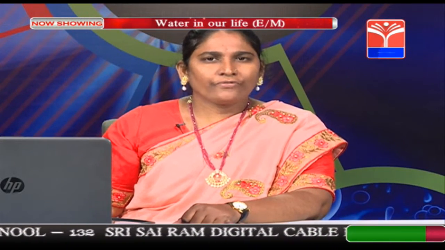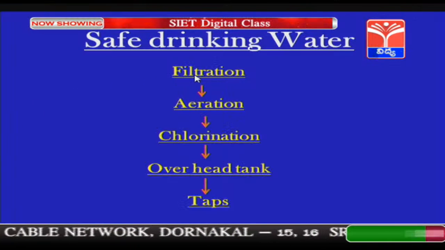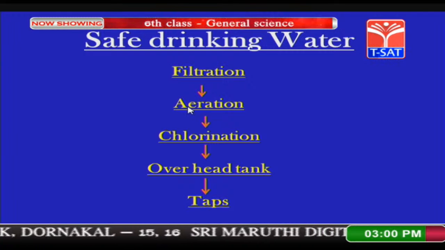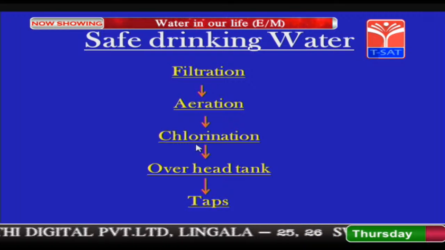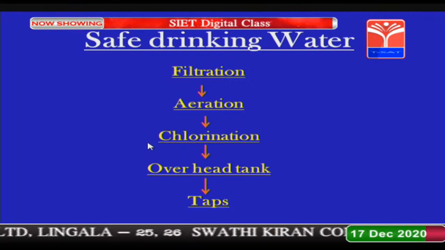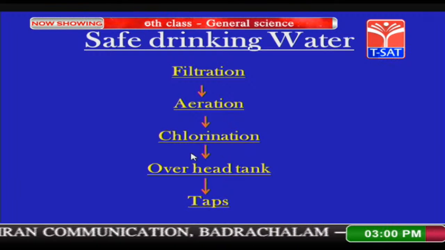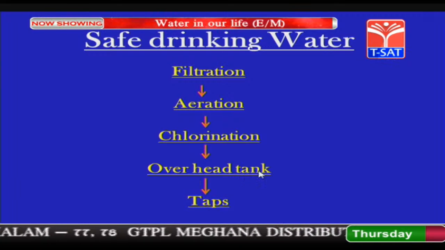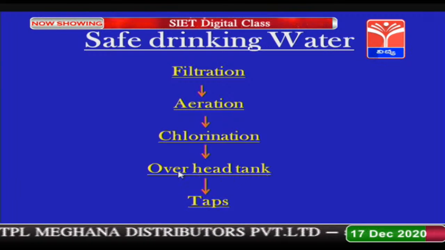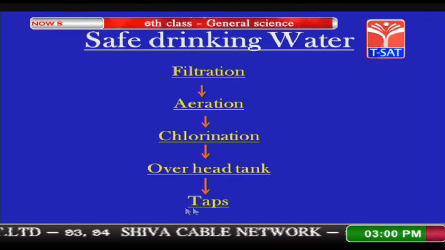So, shall we write the steps for safe drinking water here? First, the water will be filtered and from there it will be sent for aeration and after aeration it will be disinfected, that is germs will be removed by passing the chlorine gas. So, we call it chlorination and this chlorinated water is supplied to the overhead tanks and from there it is supplied to all the houses, that is through the taps.